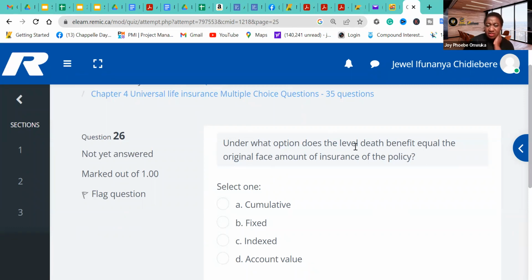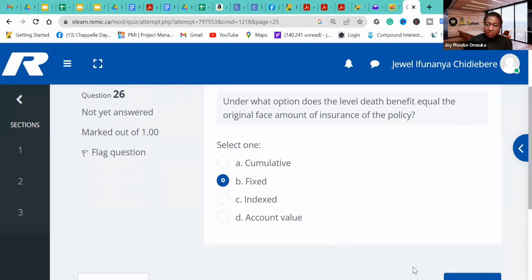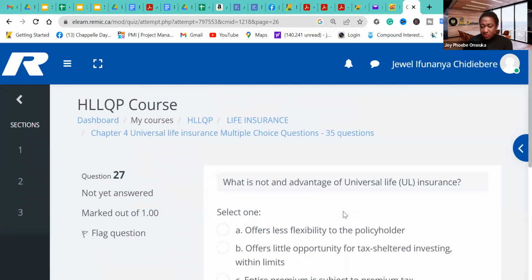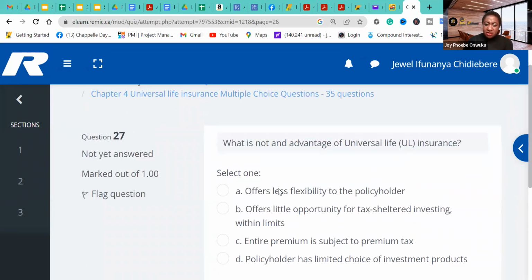Under what option does the level death benefit equal the original face amount of insurance of the policy? Cumulative, fixed, index, account value. Fixed. Not entirely sure about that, but I just want us to quickly finish this.